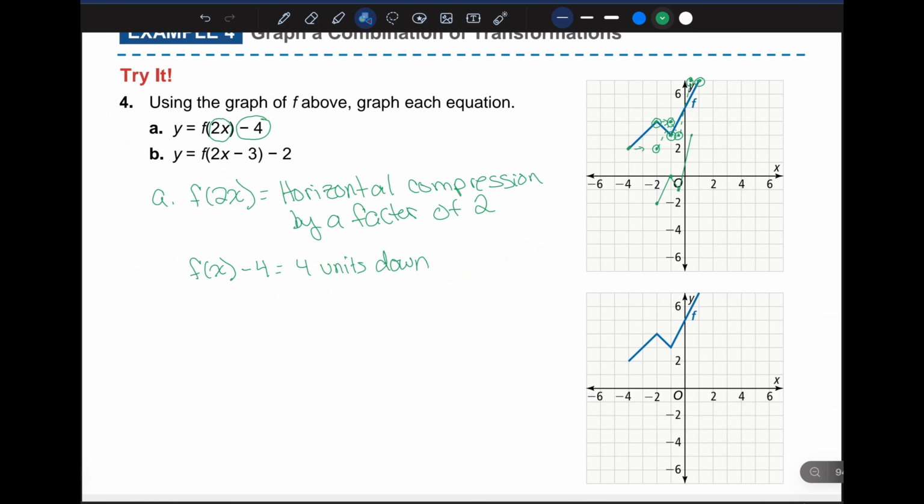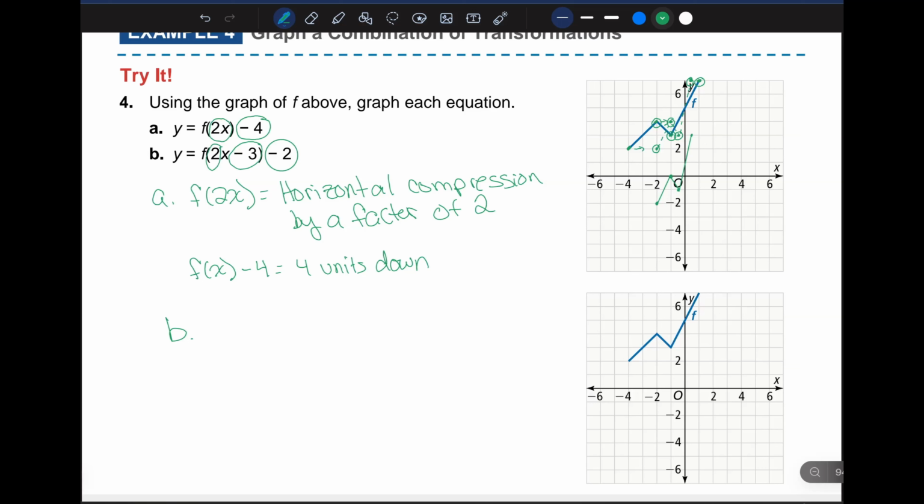All right, so taking a look at part B. This time I have 3 things. This is on the outside, so I know that's down 2. This is on the inside with the x, so I know that that's right 3. And then again, I have that horizontal compression by a factor of 2. So again, we have to start with the parentheses because that's what we need to do first. And inside the parentheses, we're multiplying by 2 and subtracting 3. So first we're going to do that compression.